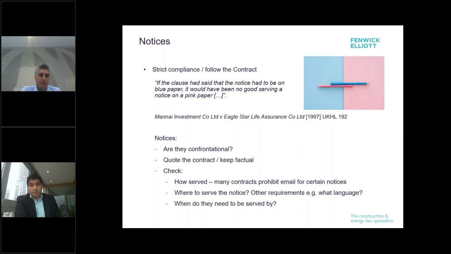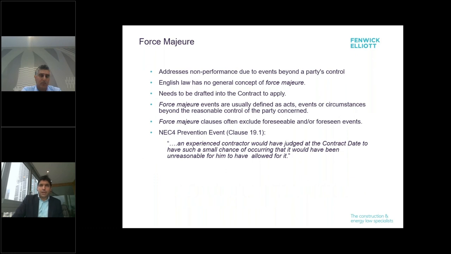Some contracts are quite prescriptive in terms of what language the notice has to be in, and also the likes of who actually needs to serve it in the first place. In some circumstances, the engineer or the employer's agent can't actually serve certain notices. And when do they need to be served by? That picks up on time bar provisions which can make their way into contracts. Force majeure, which I think Jatinder hinted at the beginning.